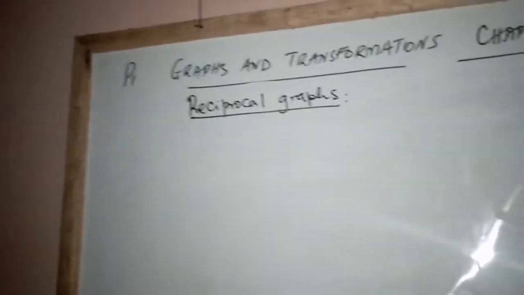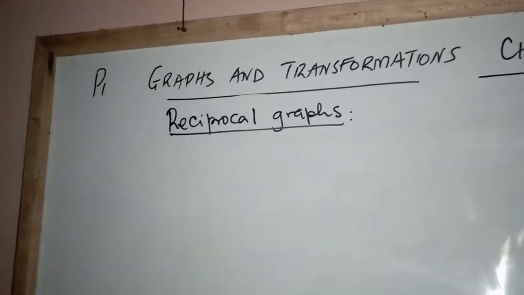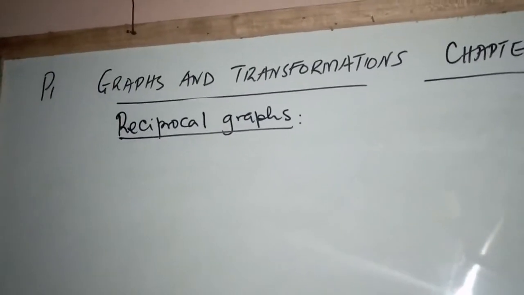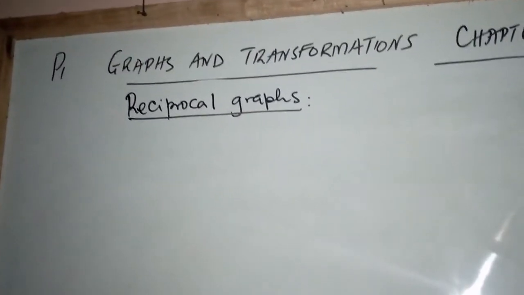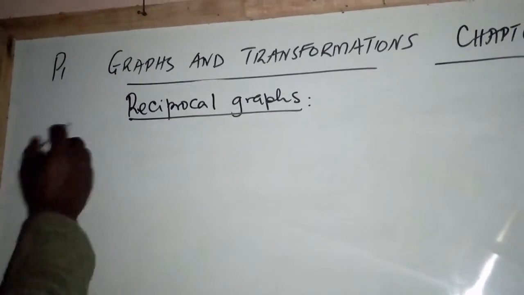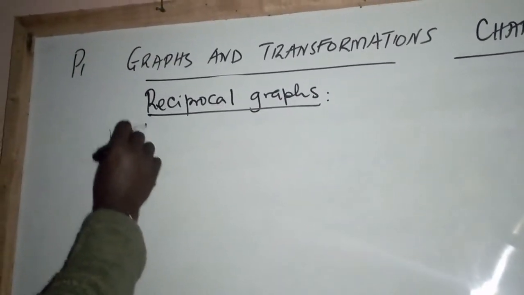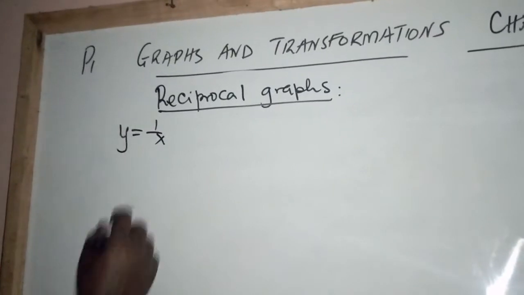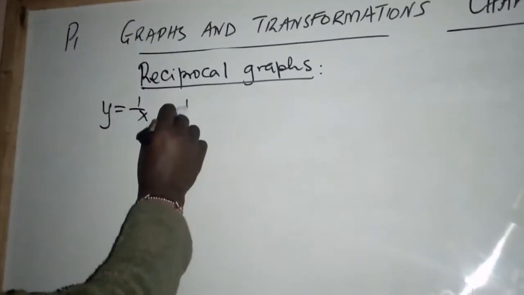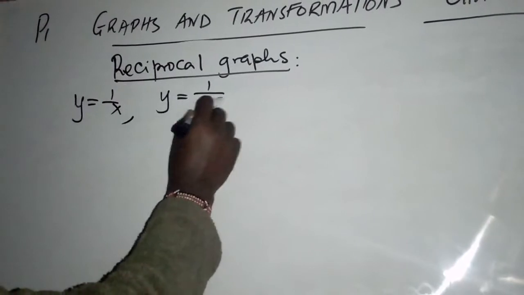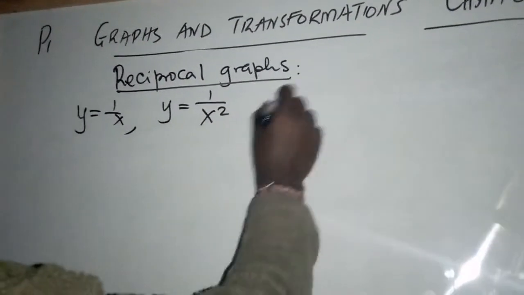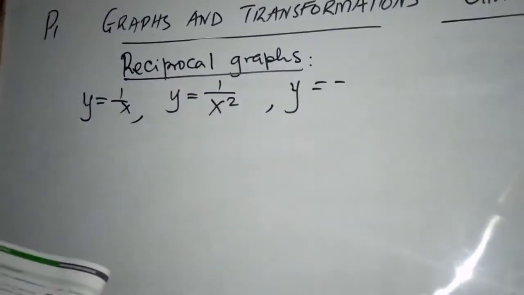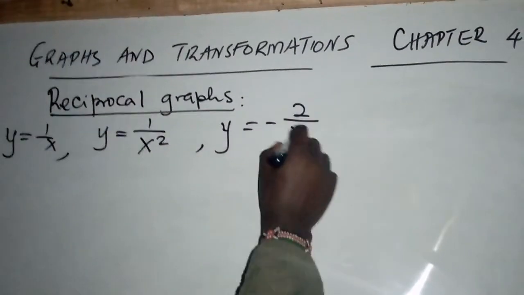Under 4.2, we are going to understand something to do with reciprocal graphs. We are being told that you can sketch graphs of reciprocal functions such that y is equal to 1 over x. You can also have y is equal to 1 over x squared, and you can also have y is equal to minus 2 over x.